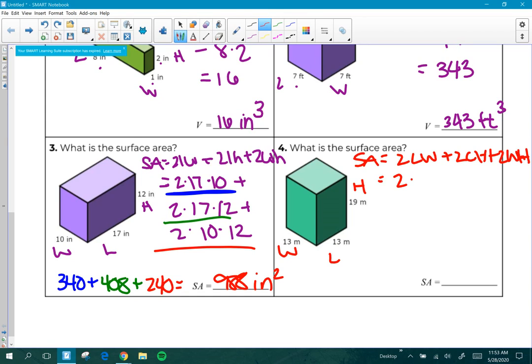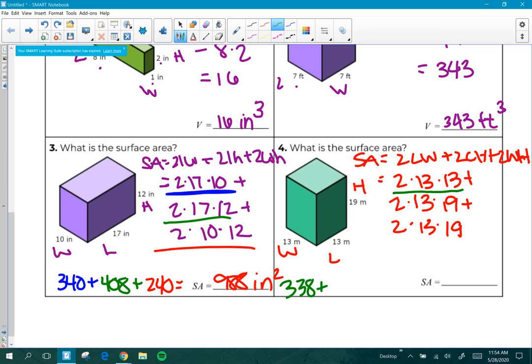So I have 2 times my length of 13 times my width of 13 plus, then I have 2 times my length of 13 times my width of 19 plus 2 times my width of 13 and my height of 19. So I only have a repeating situation here because I have 13 for my length and 13 for my width. Most important thing, that first thing you're doing, 2 times 13 times 13. It's multiplication there. So 2 times 13 times 13. Plugging that in my calculator, that gives me 338.